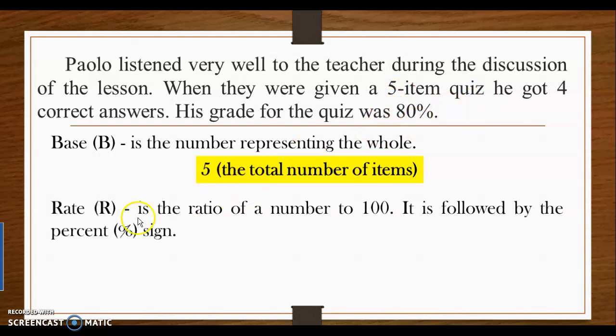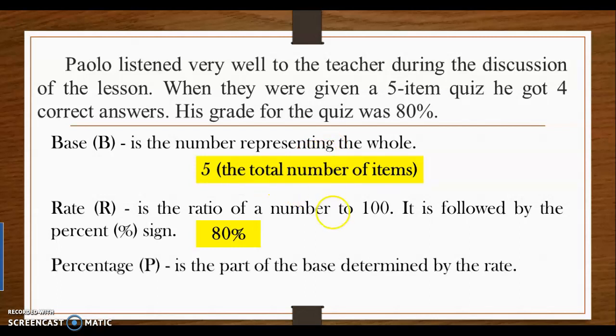So, rate. For question number 2, rate or R, is the ratio of a number to 100. Ito is actually easier to spot kasi we have this clue which is the percent sign. So, the rate is always followed by the percent sign. Sometimes, it can be written as fraction or decimal. Based sa ating problem, very easy to spot, diba? 80%.